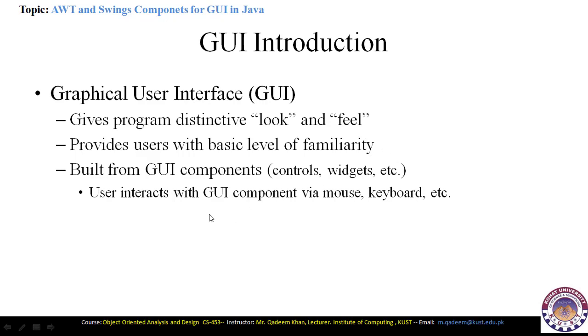The GUI is basically developed from different components. For example, the mouse and keyboard are the different events associated with these components. So we can interact with the GUI by using the mouse and the keyboard.